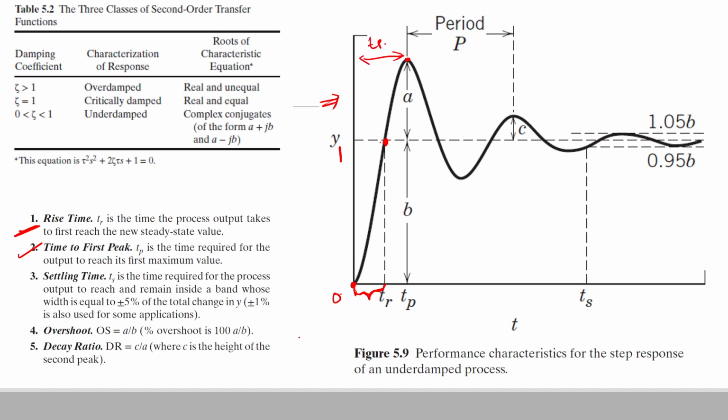Then the other time is the settling time, that is the time required for the process output to reach and remain inside the band whose width is equal to plus or minus 5% the change in y. So basically after this point, we can say that the response will be lying within this bounded range of 0.95 to 1.05 times the steady state value. And the time taken to reach this state is known as settling time, that is tau s.